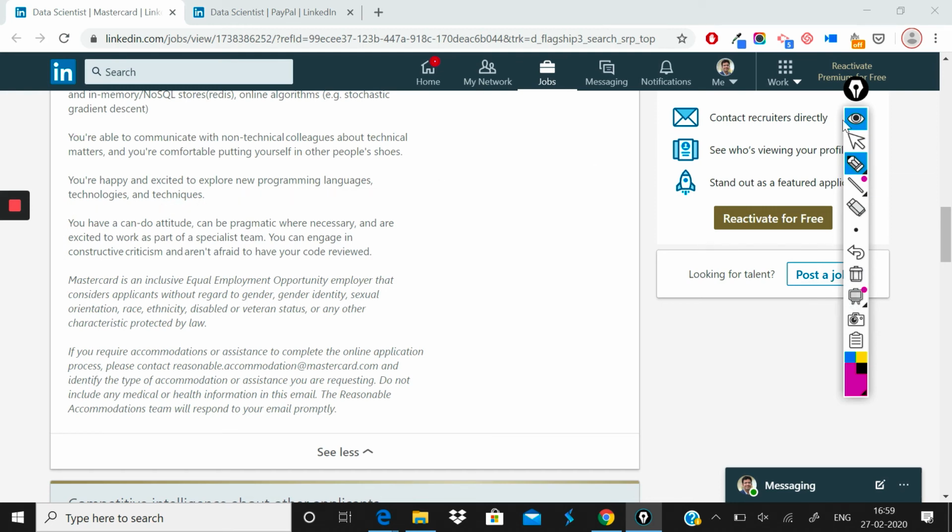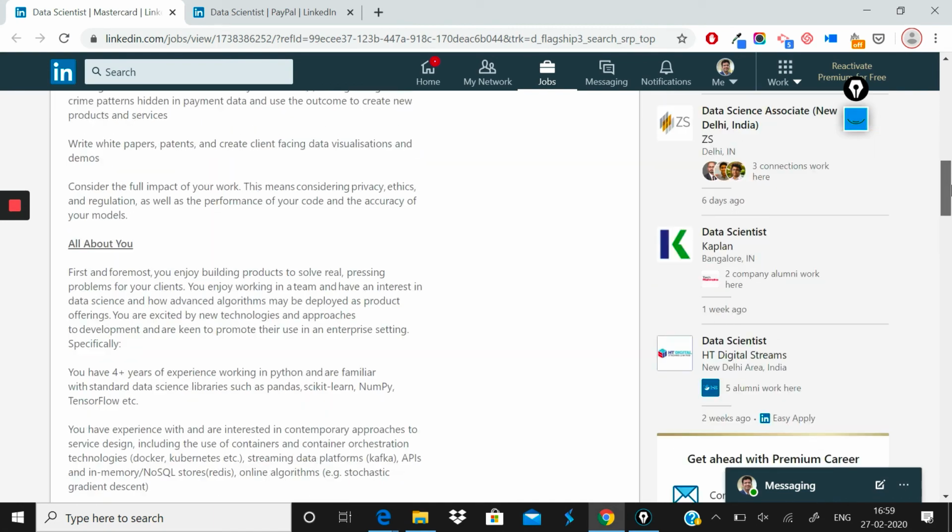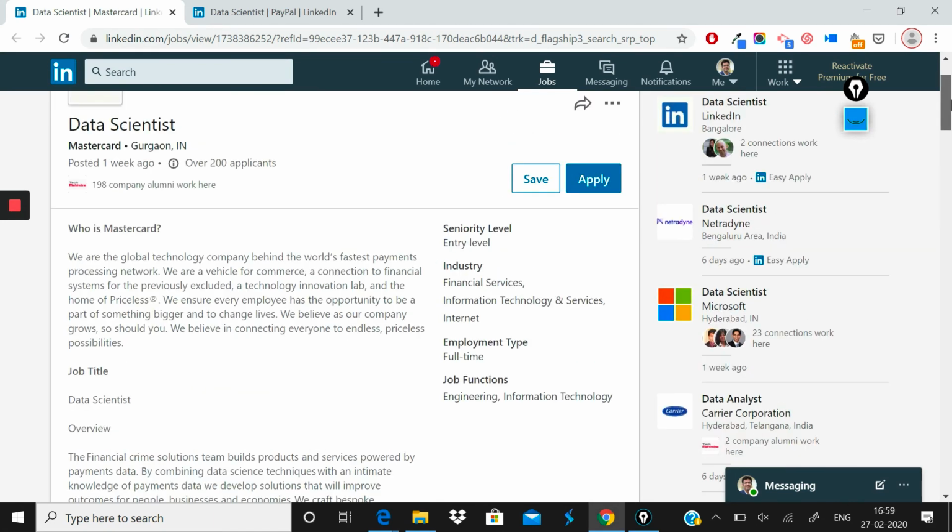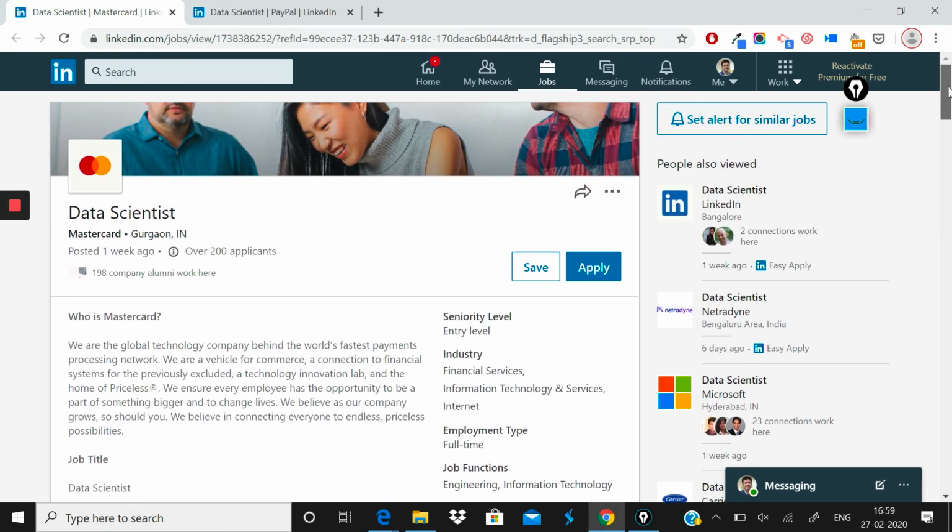Overall, all in all, a very well-written role. Someone who has a good understanding of machine learning algorithms and data science techniques, plus who can deploy all of this in production, should apply for this role. And this is a company which would put you in a very good direction in terms of putting your career on the right track. That was the Mastercard data science role, the scientist role, that we have been analyzing so far.